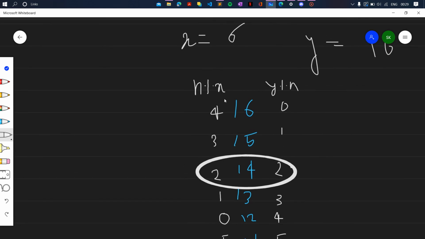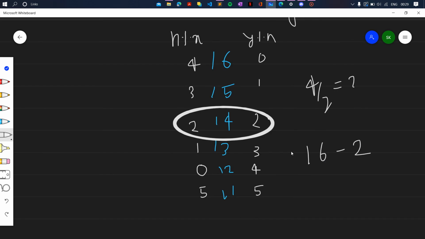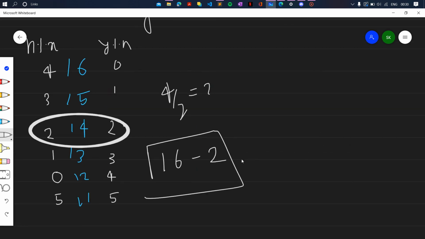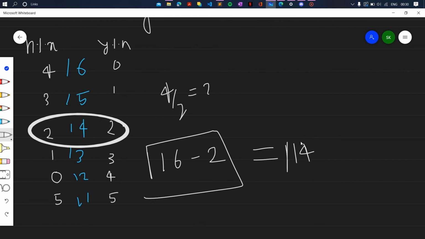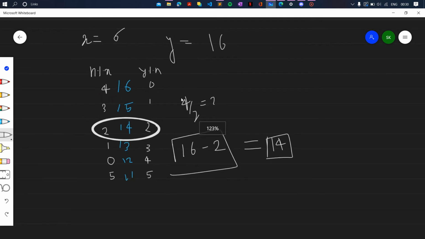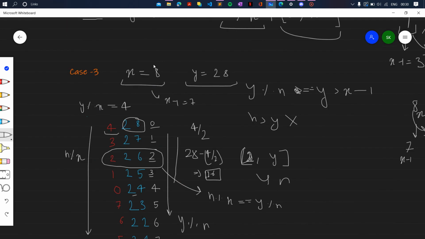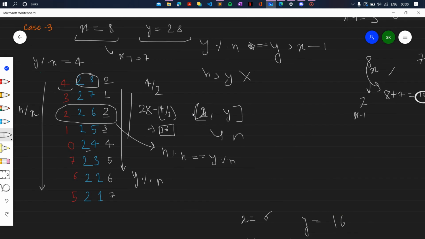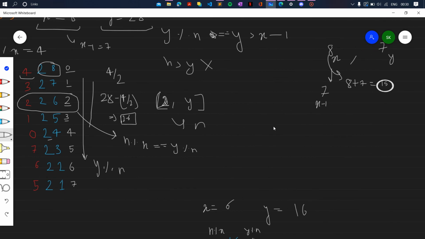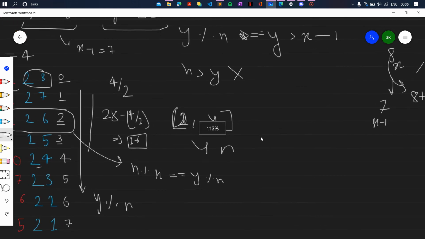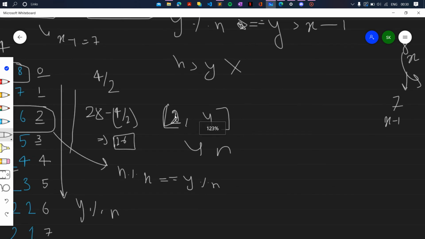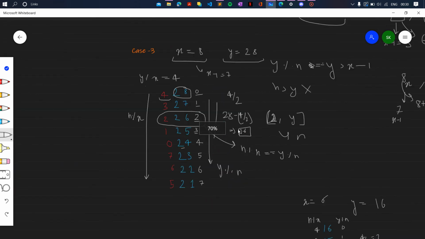And how do we get that? Again, 16 mod 6 is 4, 4 by 2 is 2, and then we just do 16 minus 2, which is 14, our required answer. So that was the observation in case 3. The first two cases were pretty easy to observe, but this case was somewhat tough, and you could have gotten TLE if you didn't see this observation. So this was pretty much the question.